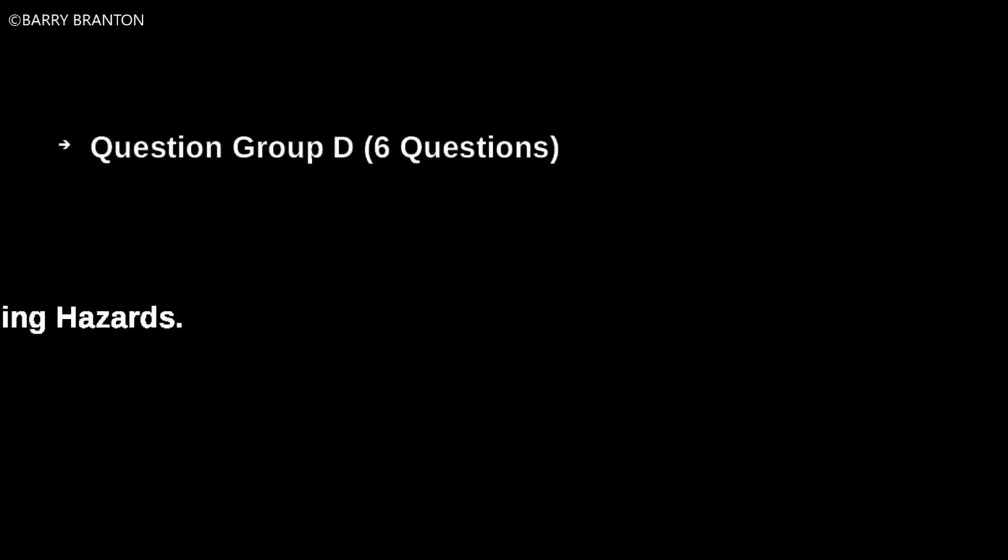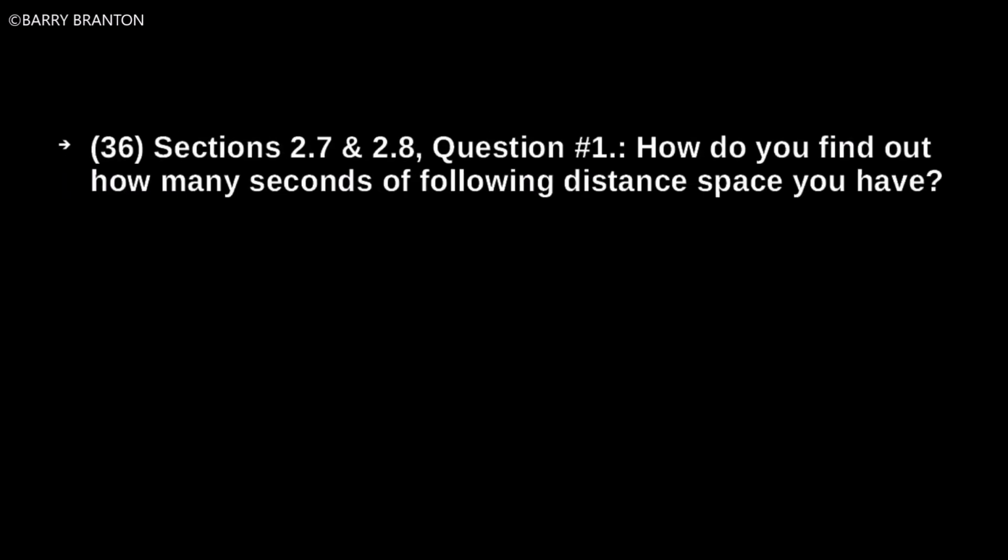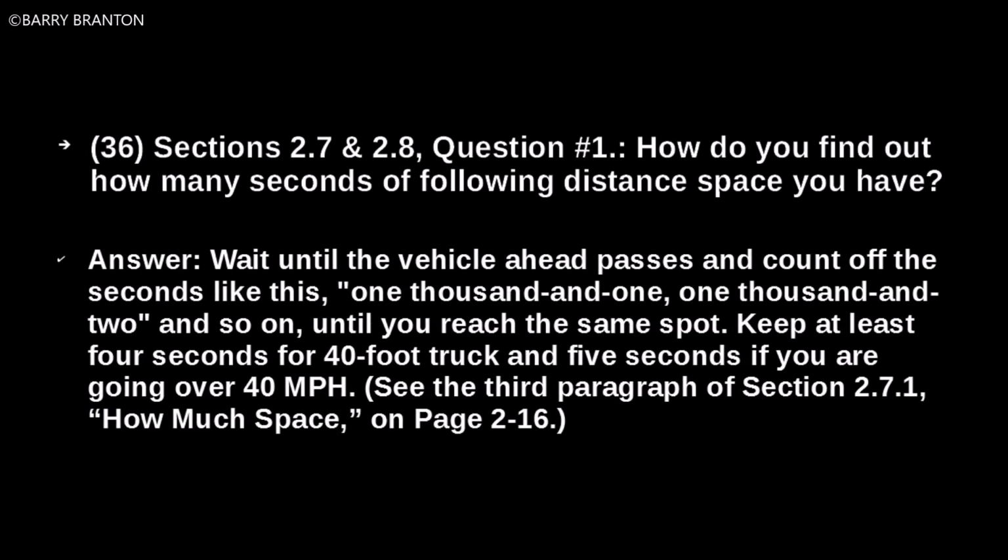Question Group D. 6 questions covering sections 2.7, Managing Space, and 2.8, Seeing Hazards. How do you find out how many seconds of following distance space you have? Wait until the vehicle ahead passes and count off the seconds like this: 1001, 1002, and so on, until you reach the same spot. Keep at least 4 seconds for a 40-foot truck and 5 seconds if you are going over 40 miles per hour.